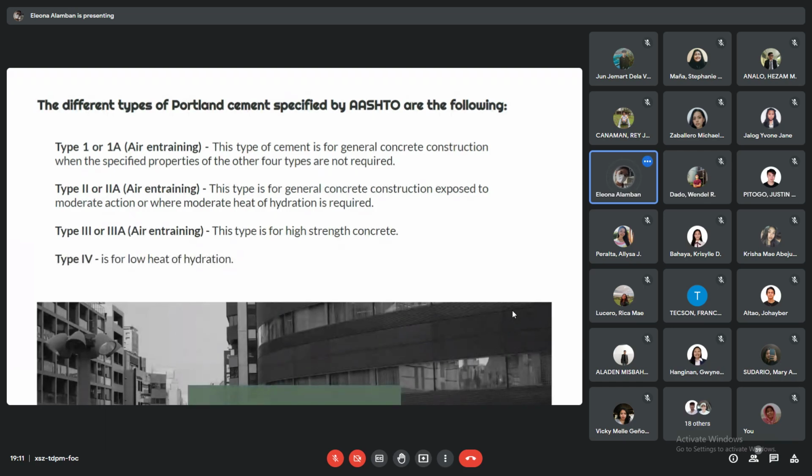Next, we have the Type 4. It is for low heat of hydration, and it is used where the amount and rate of heat generation must be kept to a minimum. Lastly, we have the Type 5. It is for high sulfate resistance, and it is a sulfate resistant Portland cement. It is used where the water or soil is high in alkali.